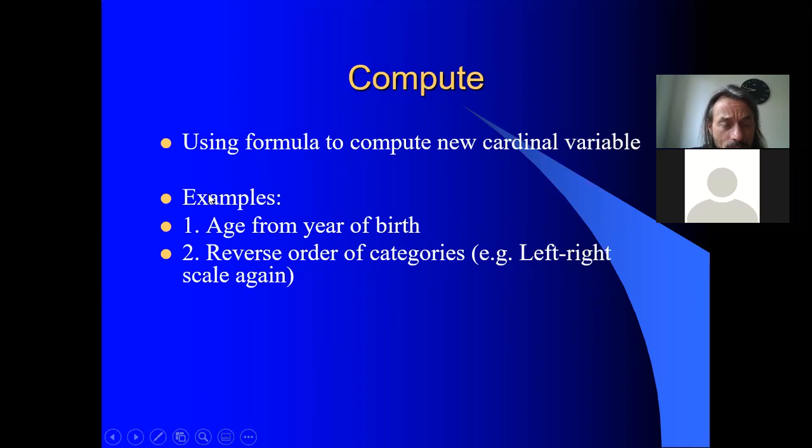I guess that in the presentation you have on YouTube, you can find a computation of age from year of birth. So I will show you once again how we can reverse categories by computation. Maybe it is easier in comparison with recoding. So you will find that you can use two different procedures for the same purpose.